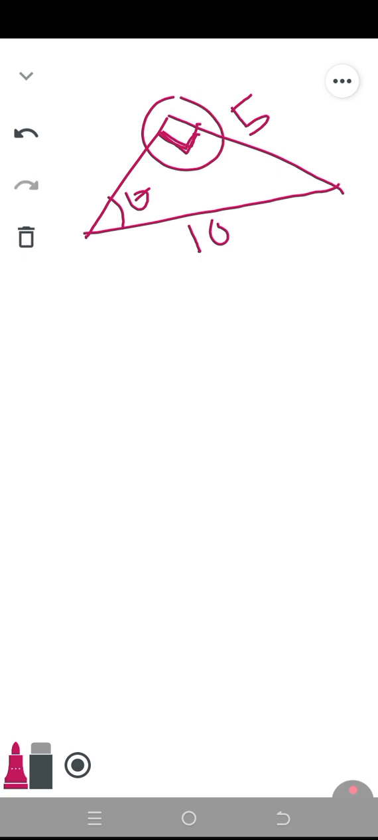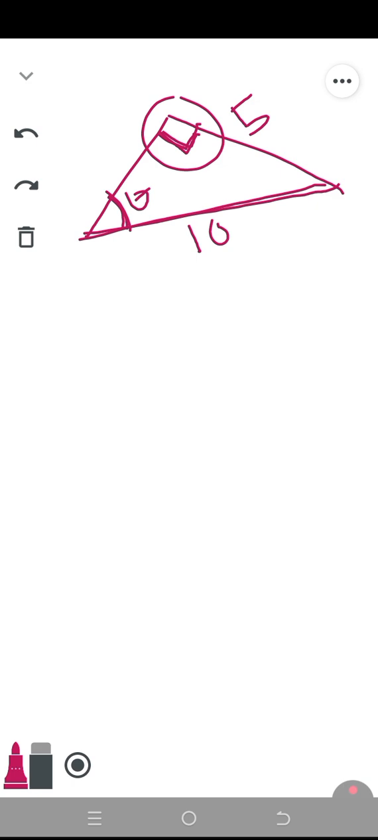So the side that is opposite to that angle is your hypotenuse. So this is the hypotenuse, that's 10. We are given another one, 5. From here we can see that this is the angle we are looking for, right? This is the side that is opposite to the angle. So that means your 5 is opposite. So we are given opposite and hypotenuse. So we're using sine theta.